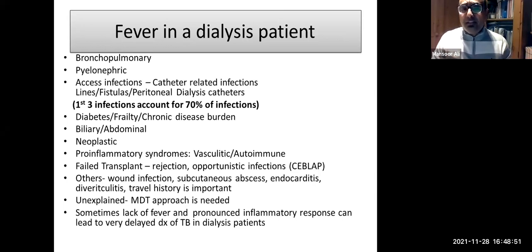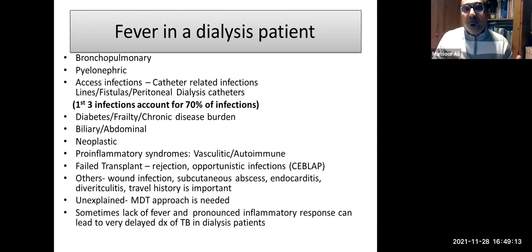Don't forget recurrence of vasculitis in these patients, failed transplant. People forget that some of the dialysis patients actually had a failed transplant. They may still have a transplant kidney left in them. So rejection, opportunistic infections like CMV, EBV, BK virus, listeria, aspergillosis, all these are common causes of opportunistic infection in these patients.